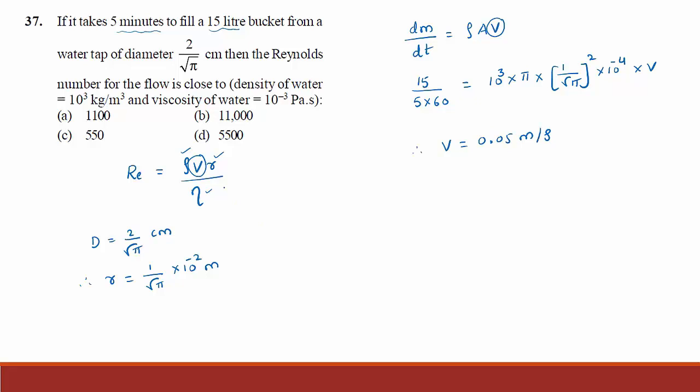Now substitute all the values in this formula. Reynolds number Re equals rho, which is 10 raised to 3, into velocity, which we got as 0.05, into radius, which is 1 divided by root pi, into 10 raised to minus 2, divided by eta, whose value is given as 10 raised to minus 3. So the Reynolds number after calculating is nearly equal to 5500. So 5500 is the Reynolds number for the flow, which is option D.